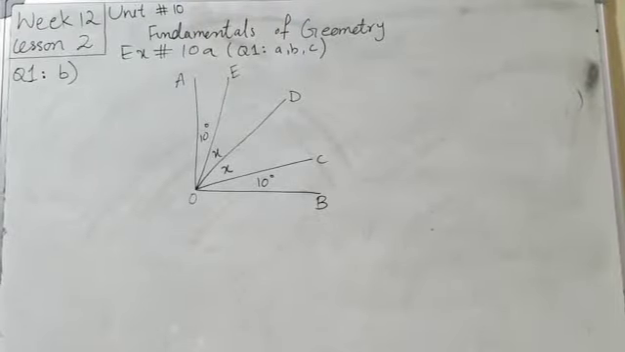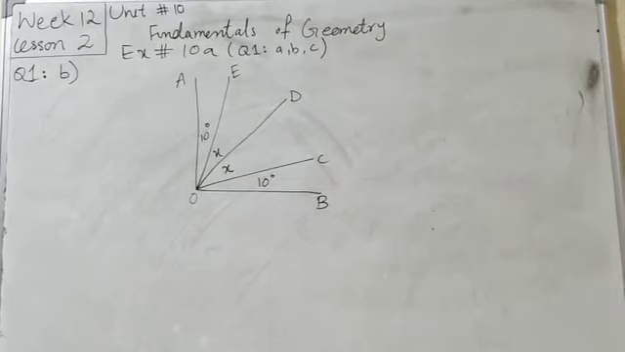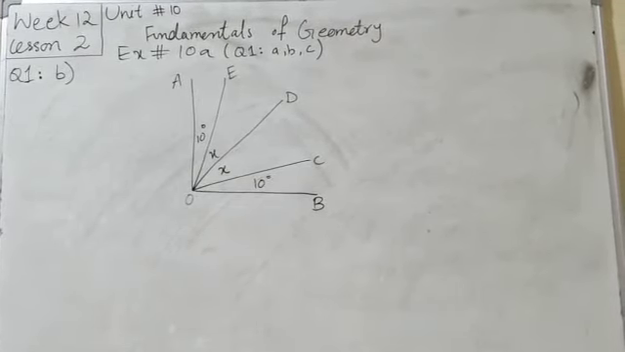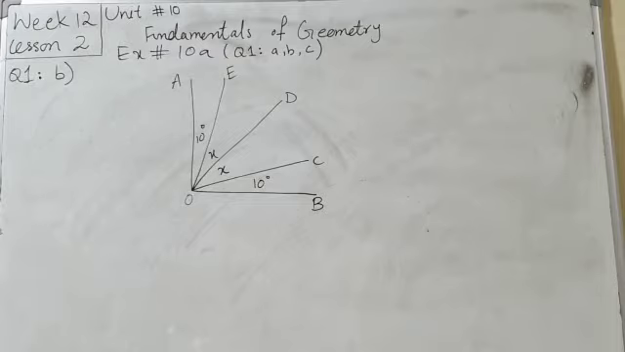So this is the value for the unknown angle. Okay, so starting exercise 10a, we have question number 1, find the missing angle, and we are going to solve A, B and C part. A and C part will be your homework. We are going to solve B part right now.